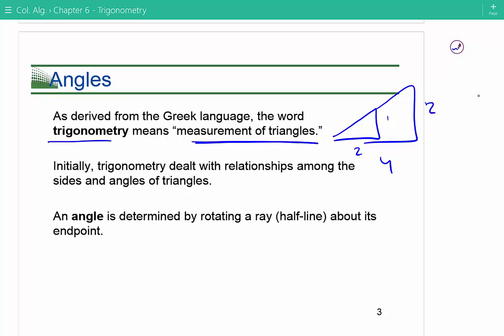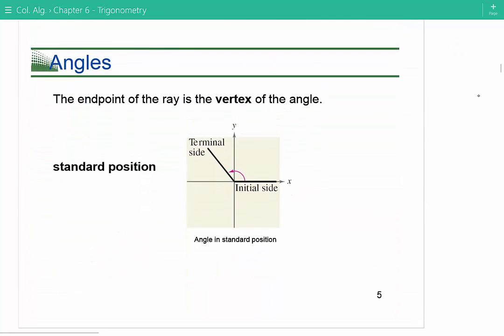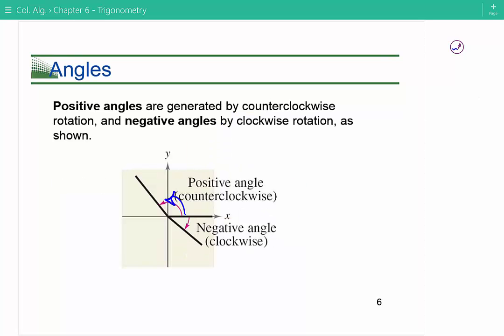So the angle is determined by rotating a ray around its endpoint. So we're going to start with the initial side. We're going to rotate that and get to what's called the terminal side, to use some vocab. The vertex of the angle is going to be here. The angle in standard position is going to start on the positive x-axis and rotate counterclockwise. We are going to rotate positive for counterclockwise and negative for clockwise.